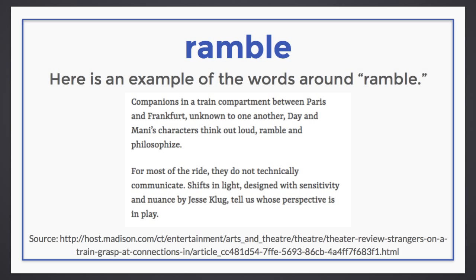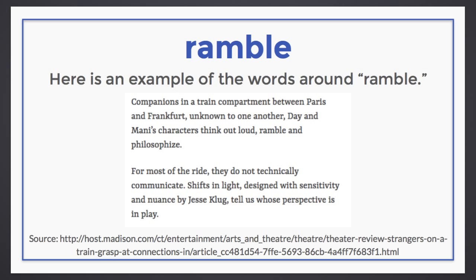So this is from a recent article from a Madison, Wisconsin newspaper. I think it's Madison, Wisconsin. So notice, think out loud, ramble, and philosophize. If I had my notebook here, what I would do is write down, probably, think out loud, ramble, and philosophize. I'd write down all of those words together.